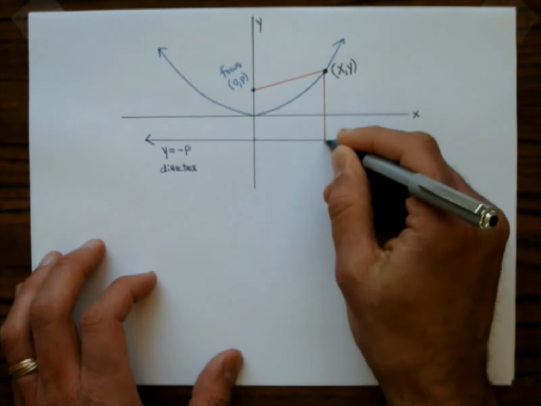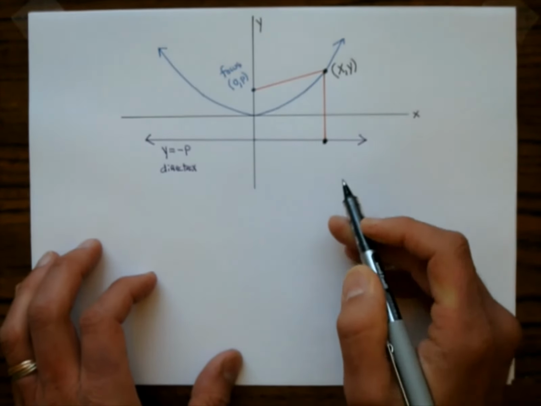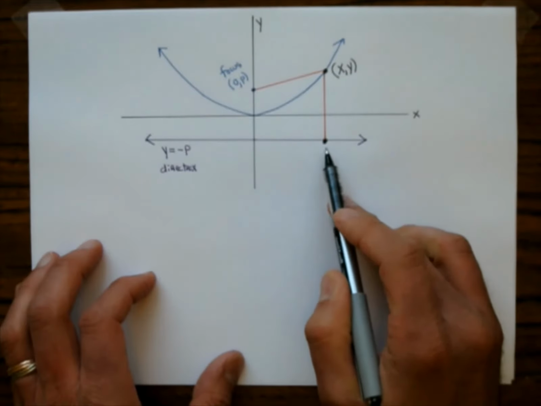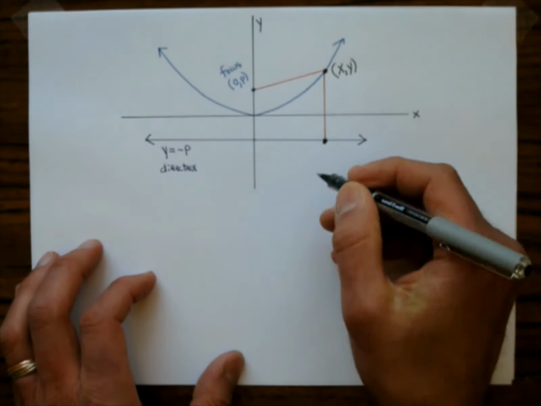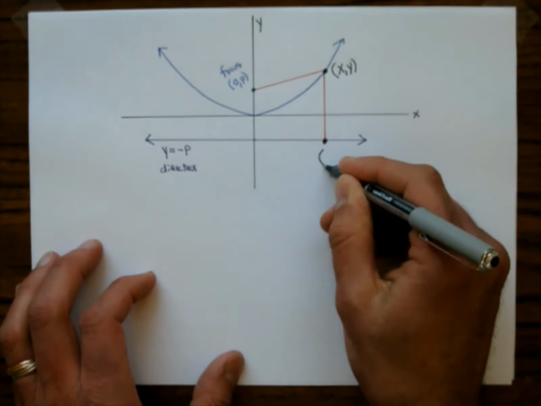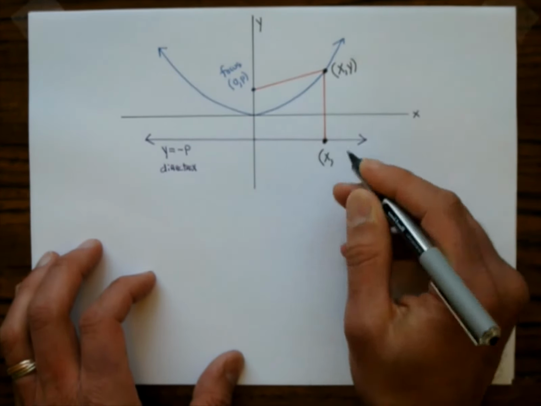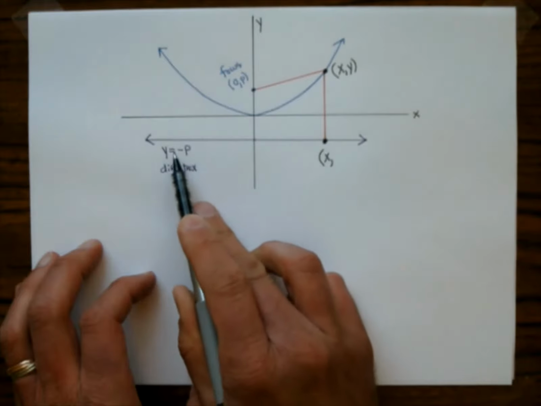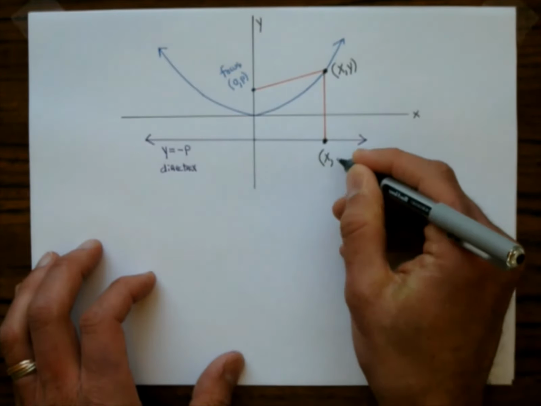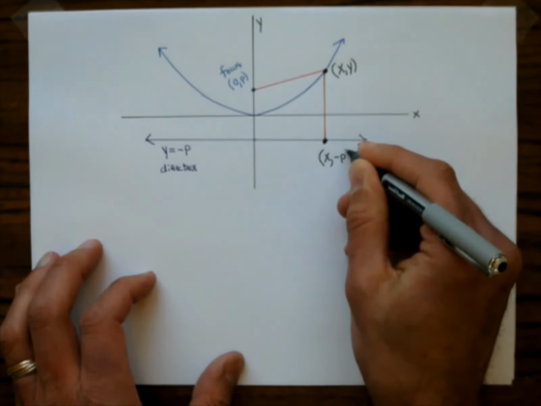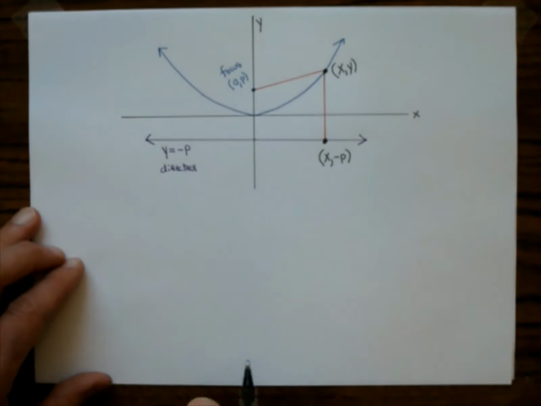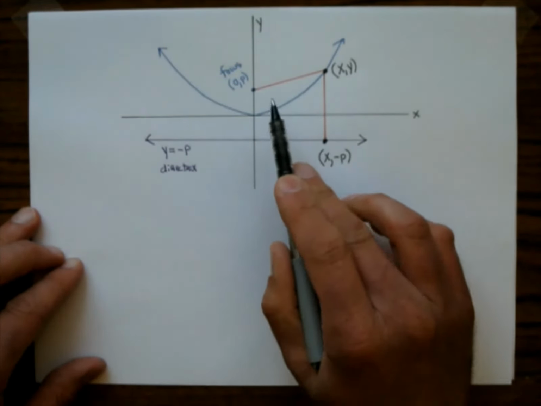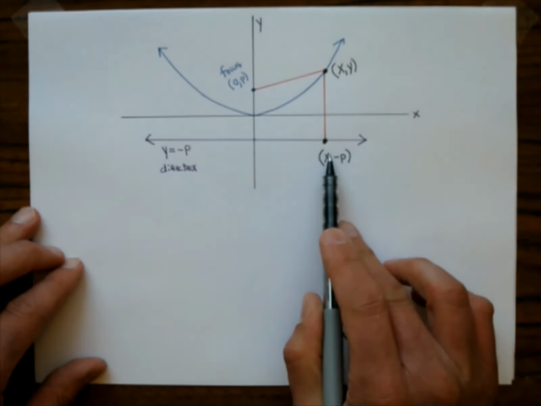So there happens to be a point down here, and that point down there has the same x coordinate as this one, so it's x, comma, and the y coordinate happens to be -p. So this is going to get so abstract, it's going to make some of you sick, but here it goes. How do we say that this distance equals that distance?